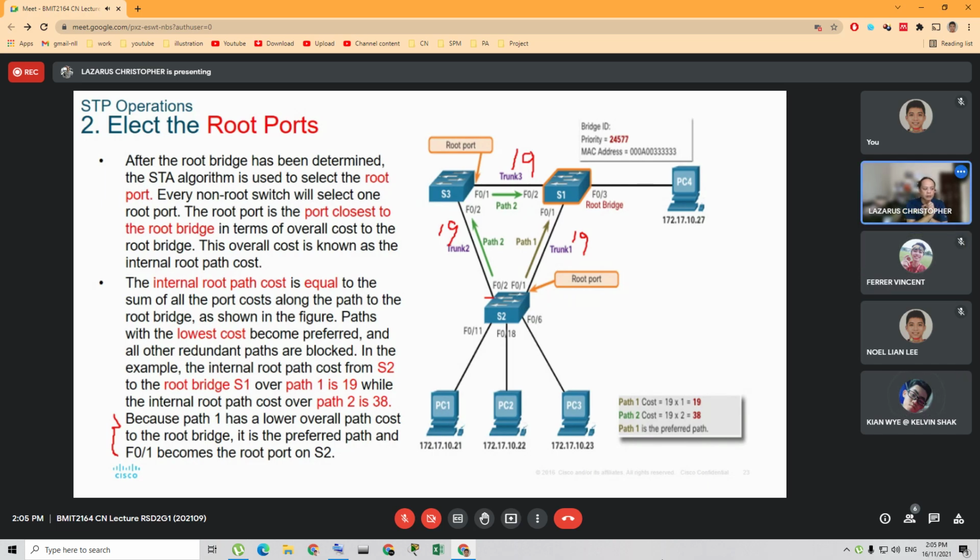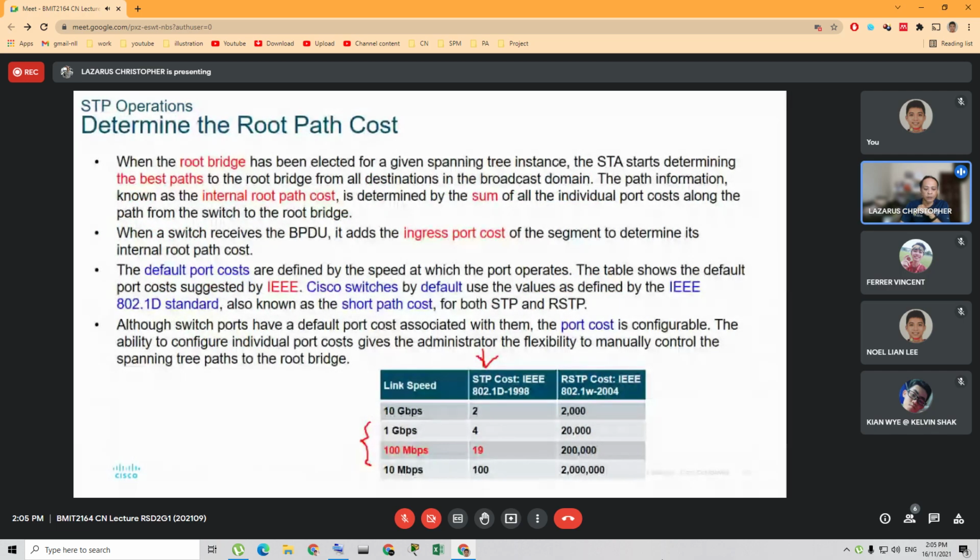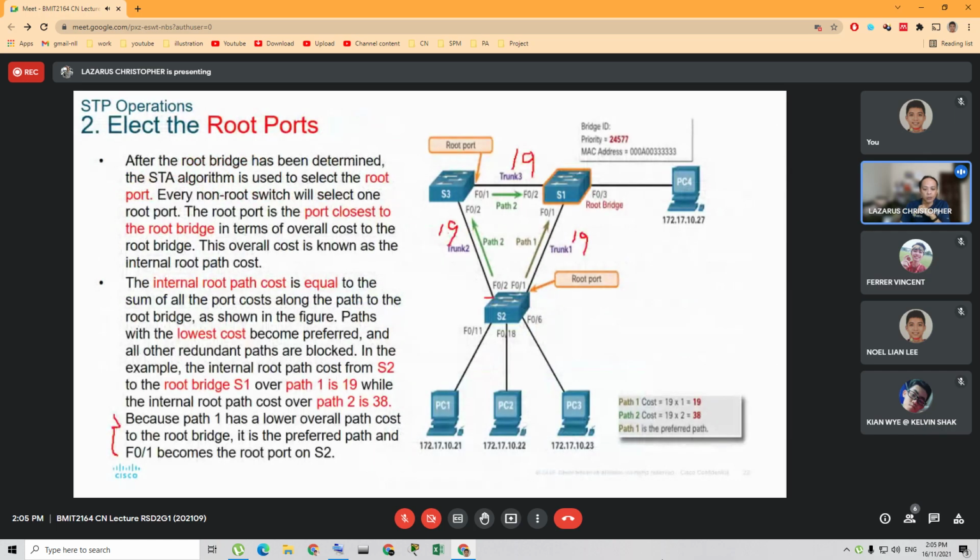If it's F, fast Ethernet, it's 19. Then if it's G, it's a different matter. Remember, look at this. G is, let's say, 10 gigs or 1 gig. So even if this one has two segments to go by, it's 4 plus 4, only 8. That's a big difference. There's only G and F.